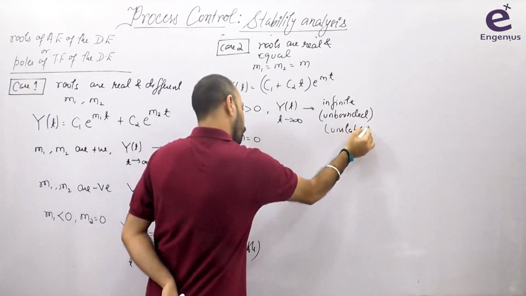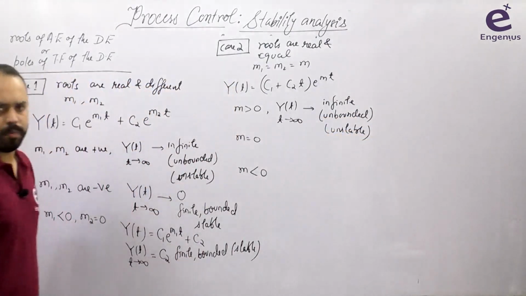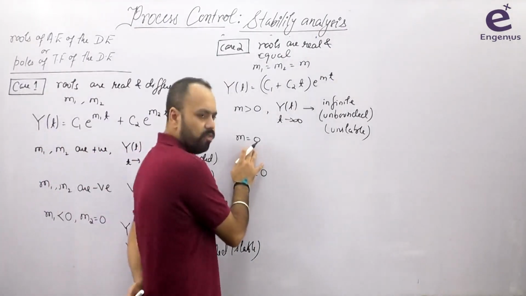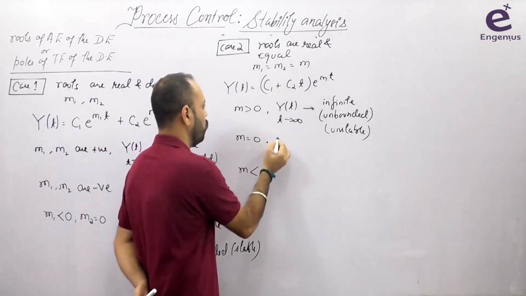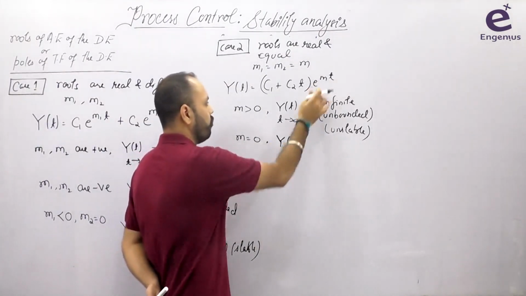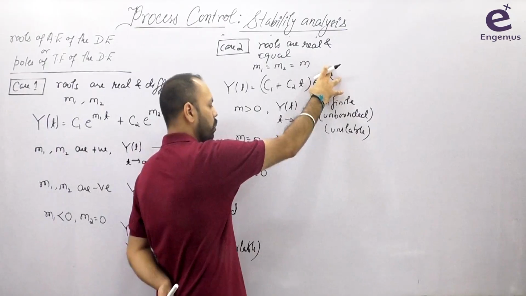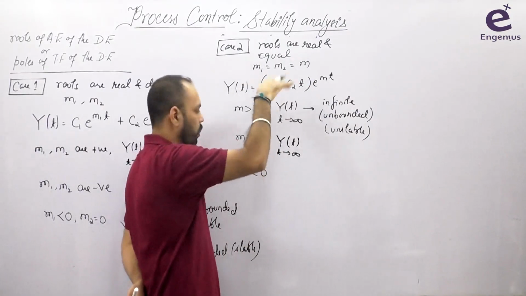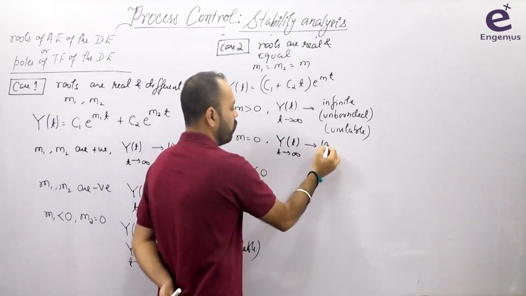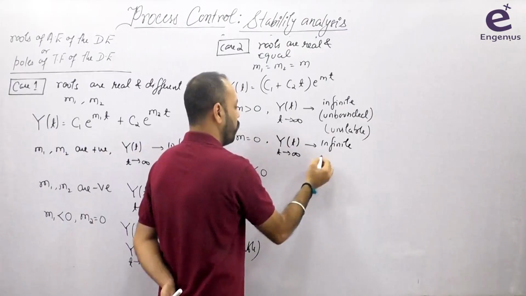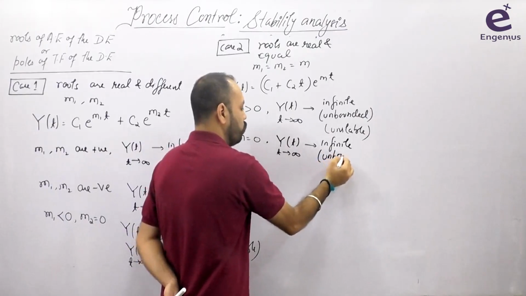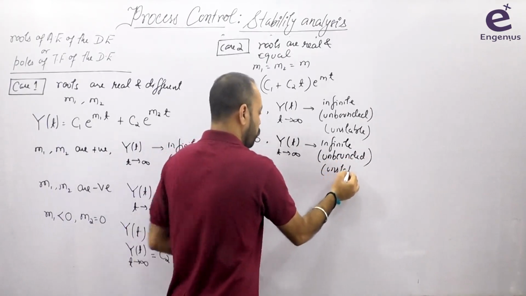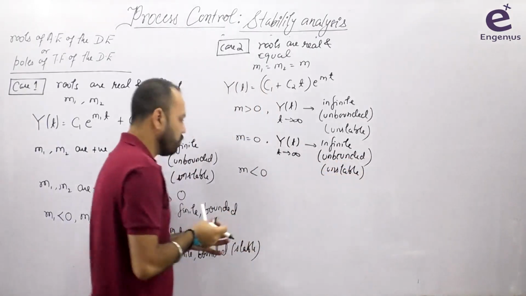ठीक है? So by this discussion also you can make some more conclusions. I'll come to those conclusions, don't worry. If m is equal to 0, then what is y(t)? If m is 0, this exponential term becomes equal to 1. And the value of y(t) as t tends to infinity, this linear term is going to make it infinite. So that is infinite. Infinite means unbounded. Unbounded means unstable.